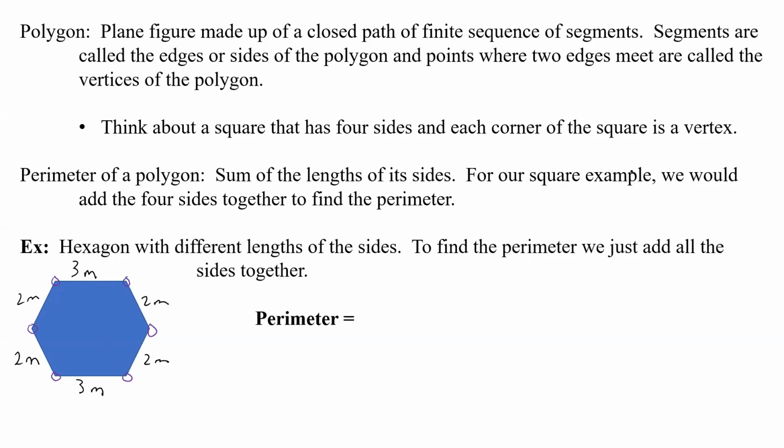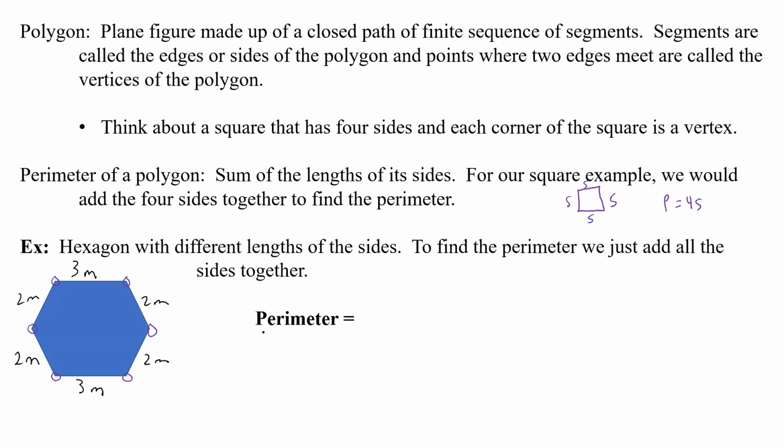For a square, each side is exactly the same. So if we say this is S, S, S, S, the perimeter is just going to be 4S, because we take S plus S plus S plus S, and we have 4 S's, okay?